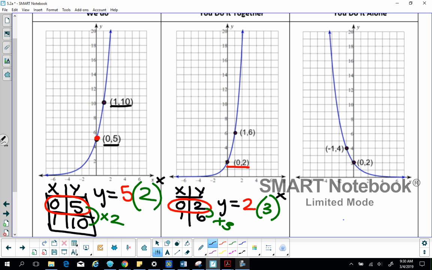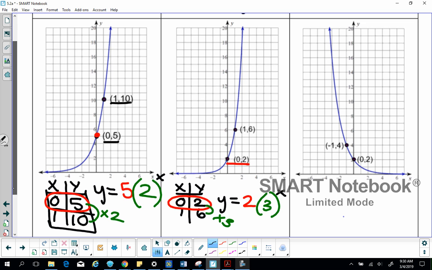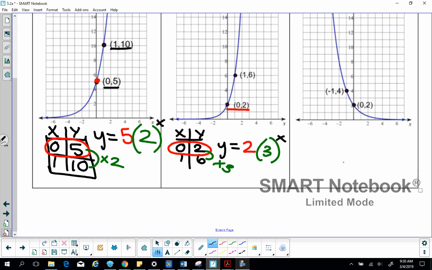Okay, see if you can at least start the table for the next one. Notice it's going to be decay. We can see that because it's going down. So decay, decrease, basically the same thing. So make your table. See if you can identify your y-intercept and your decay factor. So you're trying this third one on your own. We are going to go over it, but you should be trying this one on your own. Same thing we did earlier.